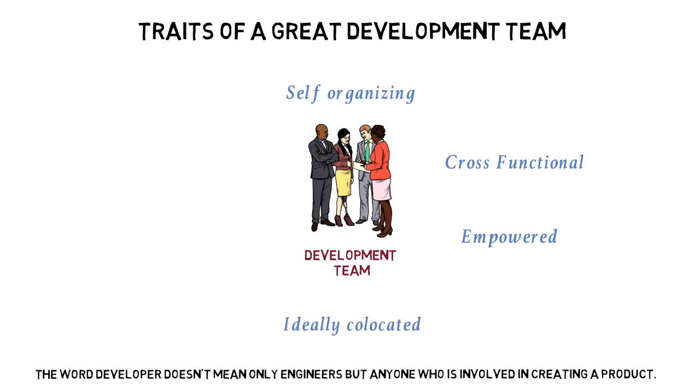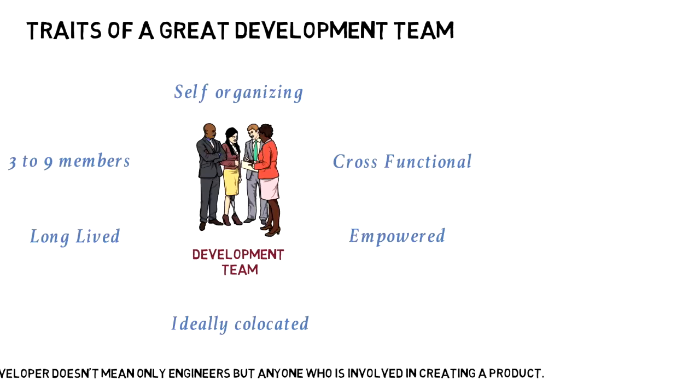The development team should ideally be co-located and long-lived, and the ideal size for a development team is between 3 to 9 members. Any smaller, and the team couldn't accomplish enough each sprint. Any larger, and communication becomes complex.